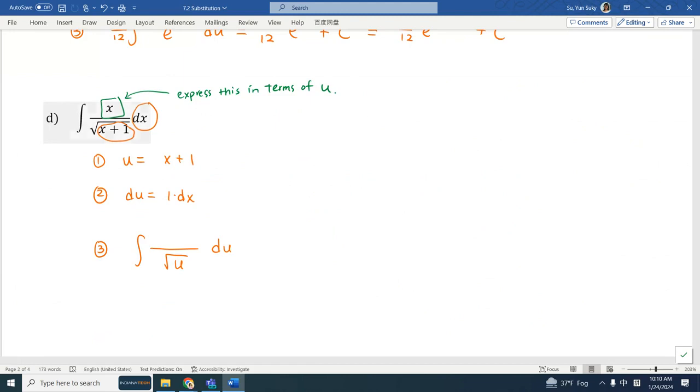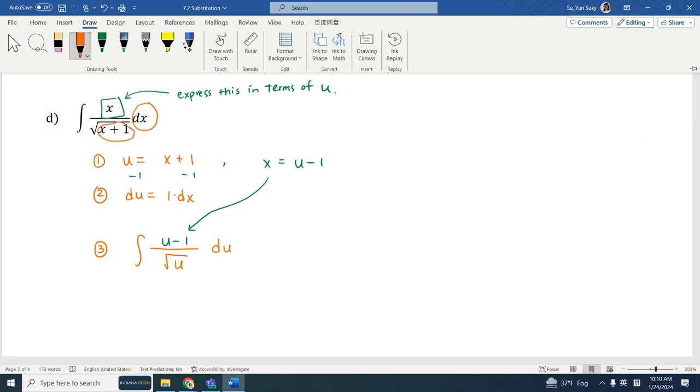All right. So yeah, from here, do you see u equals x plus 1? How do you solve for x? Yeah, we minus 1 on both sides. We get x equals u minus 1. So x is u minus 1. So this is our integral. Okay? Let's solve this.